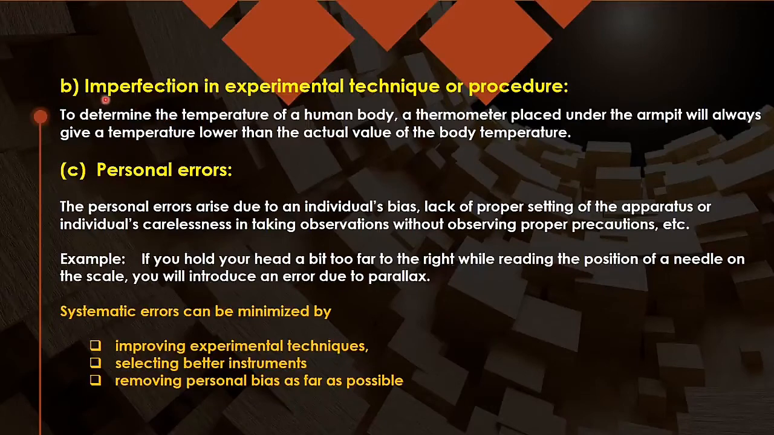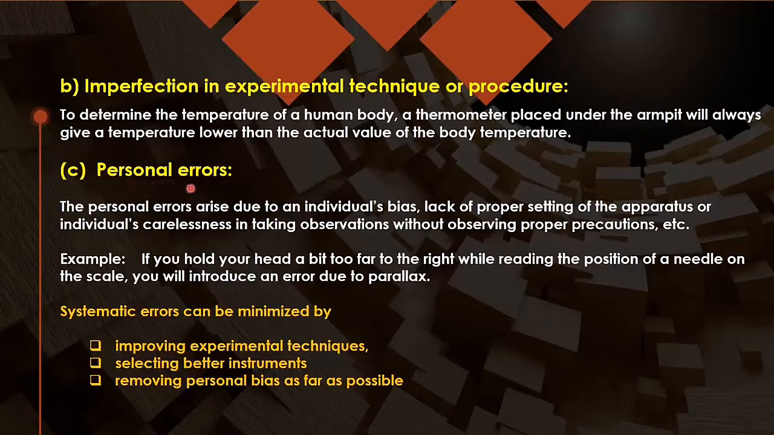Similarly, when I talk about imperfection in the experimental techniques, it means whatever method you are using is not correct. Like you want to measure the temperature of the human body and you put the thermometer in the armpit. You always know that it will give you a temperature less than the actual value. So the result will always have some error. That error, if you calculate it using some standard value, can also be taken into account, and most of the times we add 1 degree to that temperature to get the correct temperature.